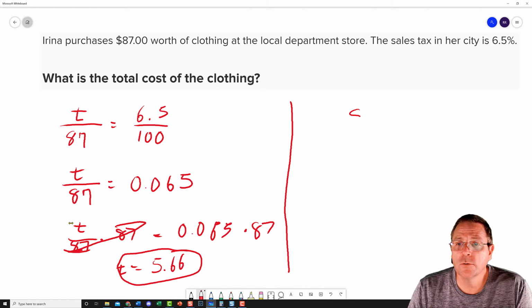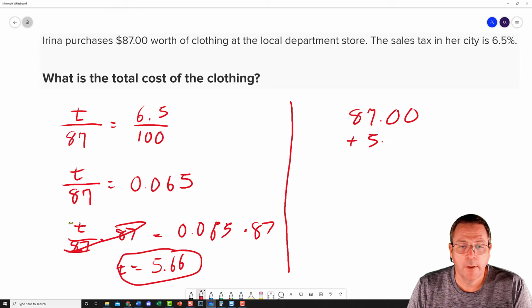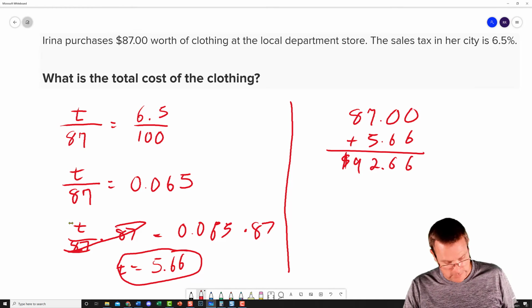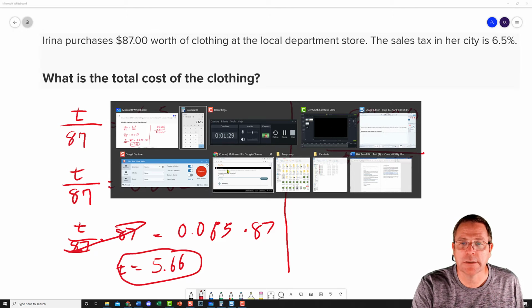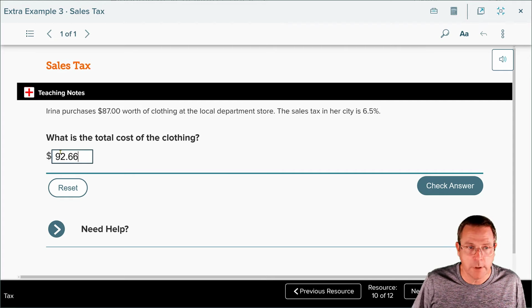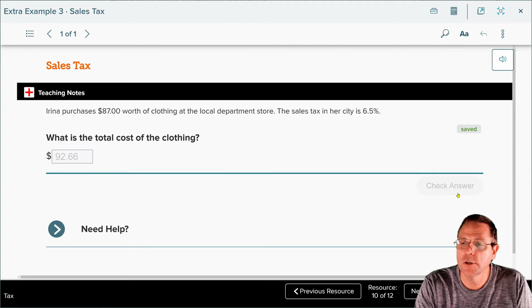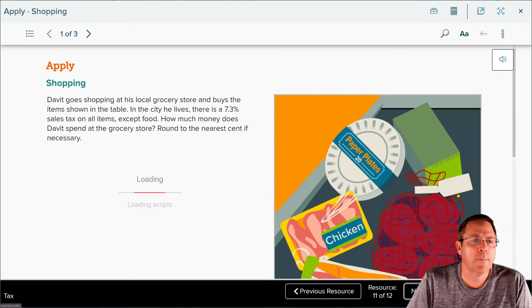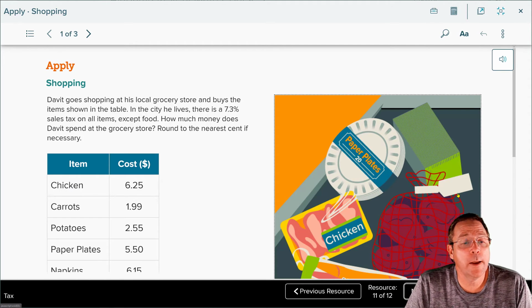Now we take the original selling price of $87. We add to it the $5.66. That's going to give us 6, 6, 12, 9 decimal. Final cost $92.66. We're going to go back over here and plug it in, 92.66, and check our answer. And we did well. And with that, it is time for our apply problem.